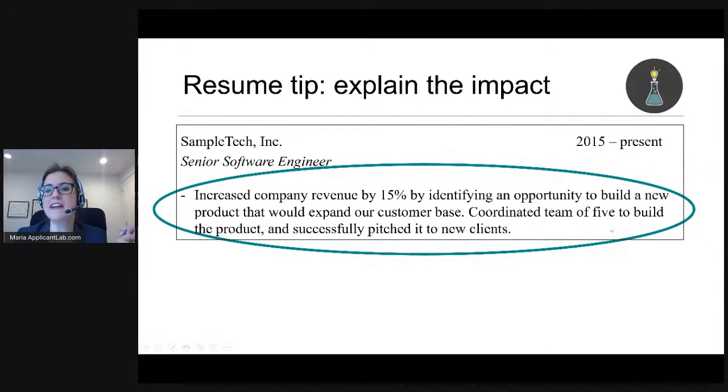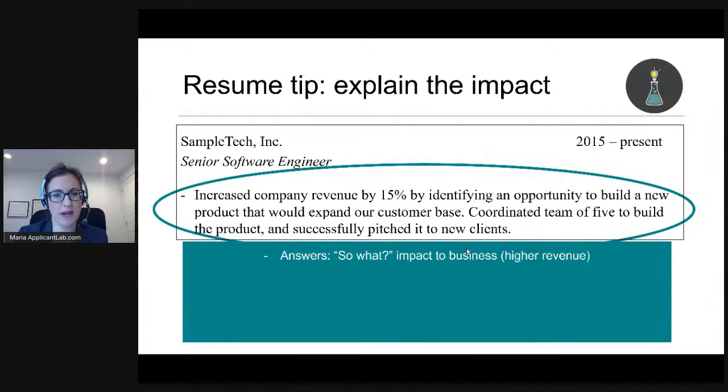Moving on, coordinated a team of 5 to build the product and successfully pitched it to new clients. Now, is this all she did as part of this project? No, there was probably a million other things that she did. She probably had meetings and deadlines and budgets and Gantt charts and stand-ups and whatever. But why do we very strategically select these details to put into the resume?